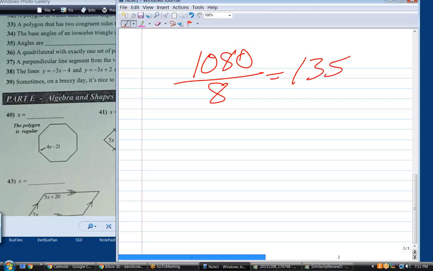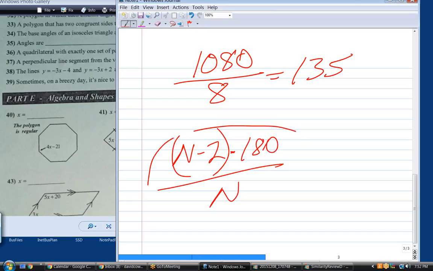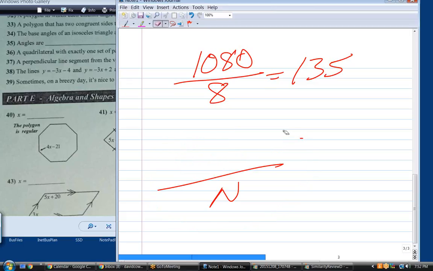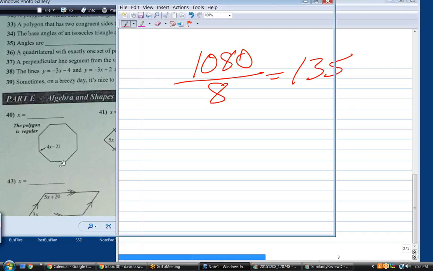The measurement of each angle is n minus 2 times 180 divided by n. That's actually the formula for the measurement of each angle. Well, we know n is 8, so I can fill in the 8 to get 1080 over 8. And now I know each angle is 135. So now what equation can I write? 4x minus 21 equals 135.